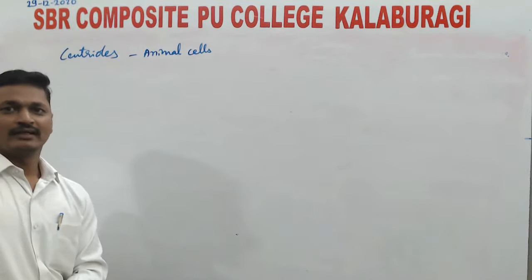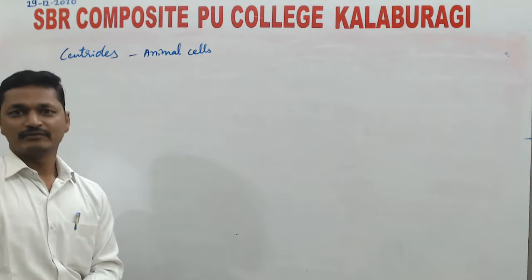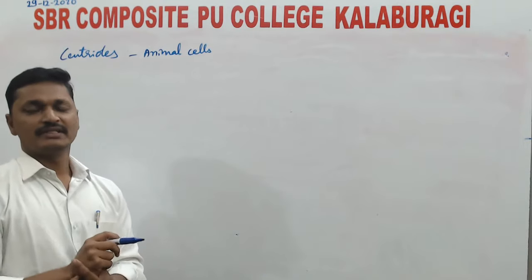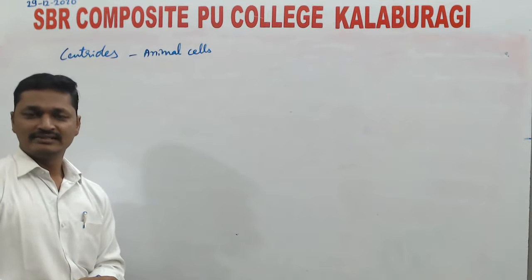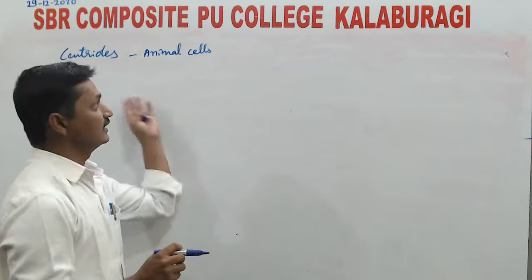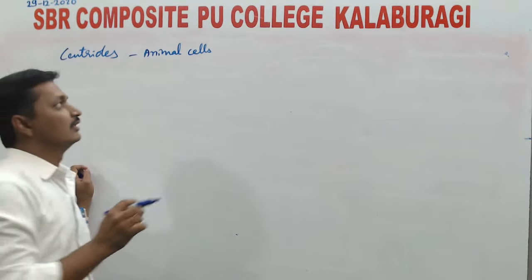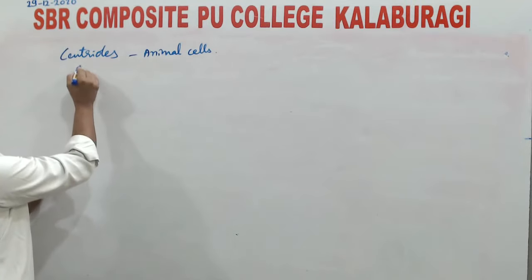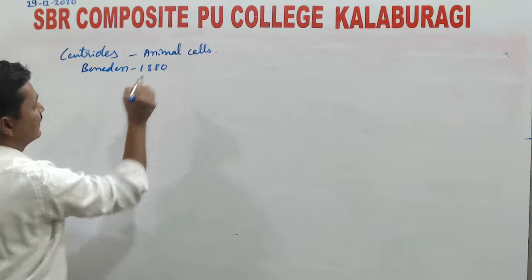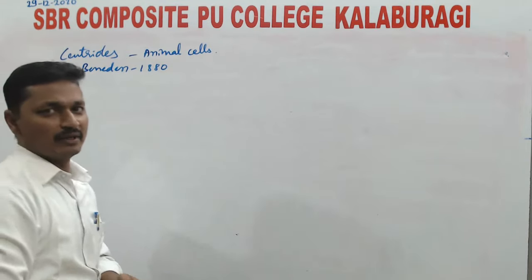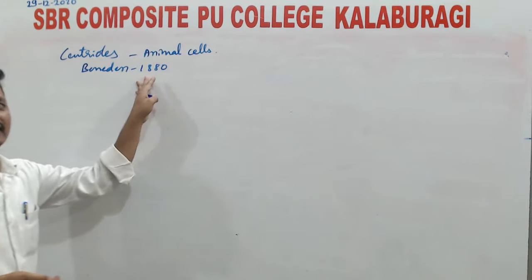These centrioles are not present in the plant cells. The function of centrioles in the plant cell is performed by the microtubules present in the cytoplasm. Microtubules, when they react with calcium ions, perform the function of the centrioles in plant cells. So animal cells have these centrioles. They were discovered by Boveri and Benedon together in the year 1880.